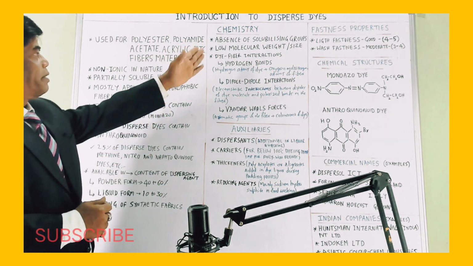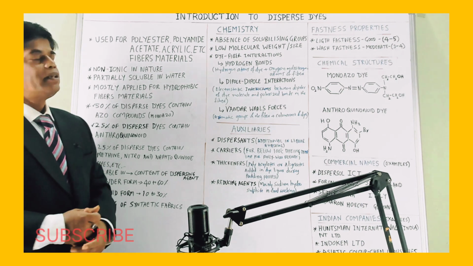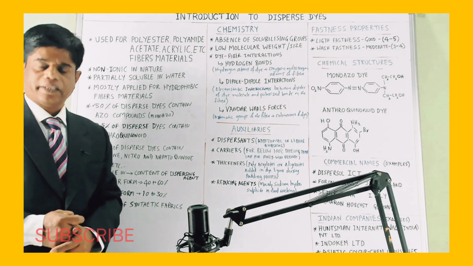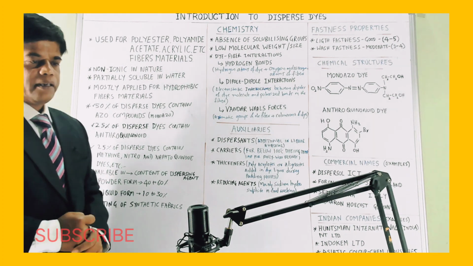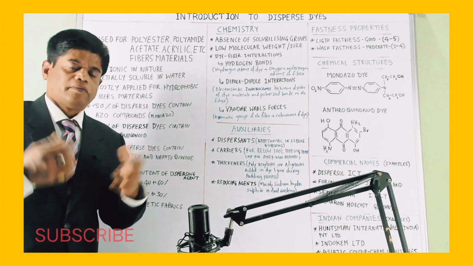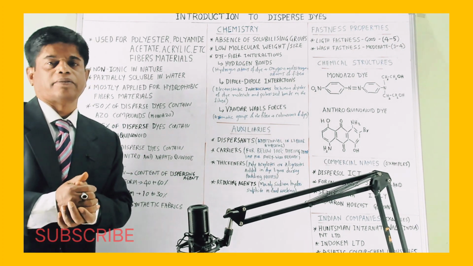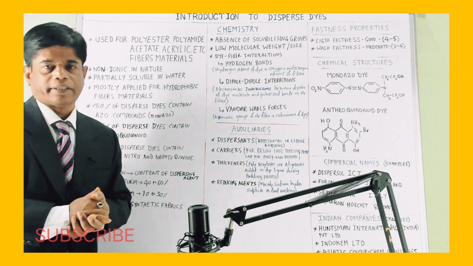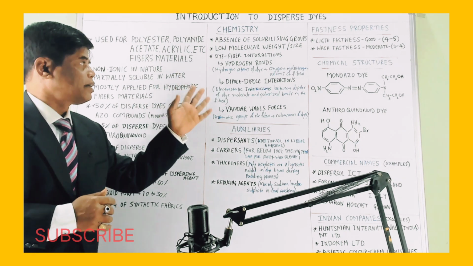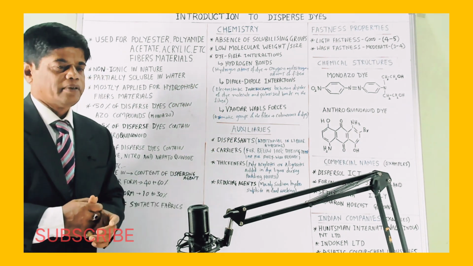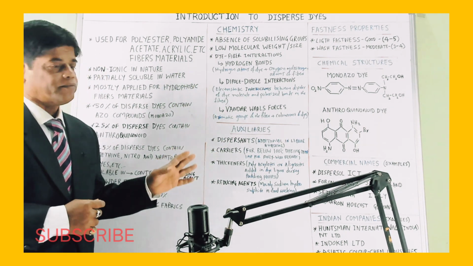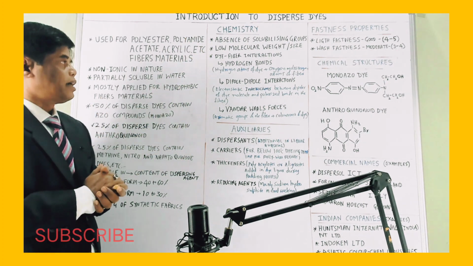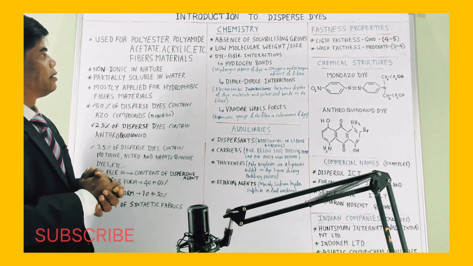Chemistry of disperse dyes. Friends, direct dyes, reactive dyes, basic dyes, acid dyes, and sulfur dyes all have their own specific chemistry. Like that, disperse dyes also have some chemistry. See, what are the characteristics? Some characteristics are there for disperse dyes.